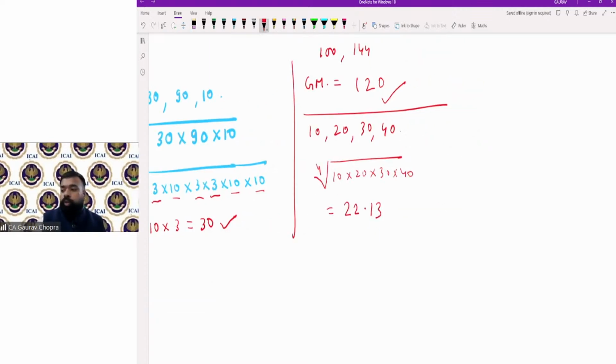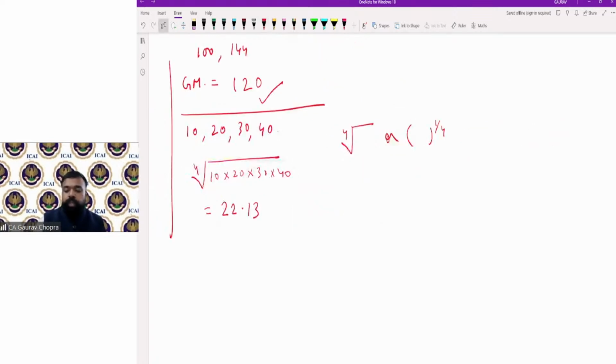Whenever the fourth root is required, fourth root means you can write it as power 1 by 4. Power 1 by 4 means you can write 1 by 2 into 1 by 2. Now what does 1 by 2 mean? Root. So you have to perform two square roots. You have to press the square root button 2 times. So first you multiply all four numbers, press the square root button 2 times, and you get the answer. That's it. It is that easy.